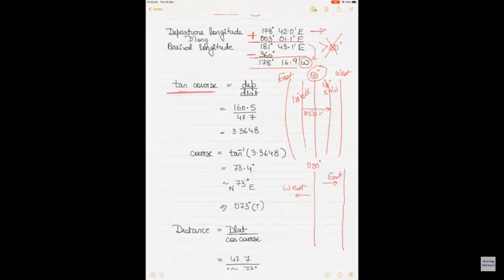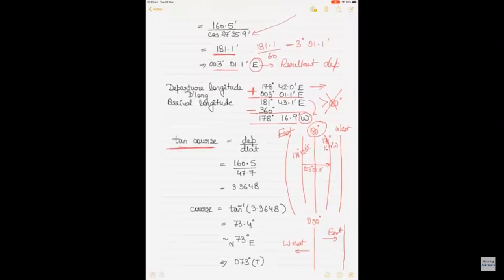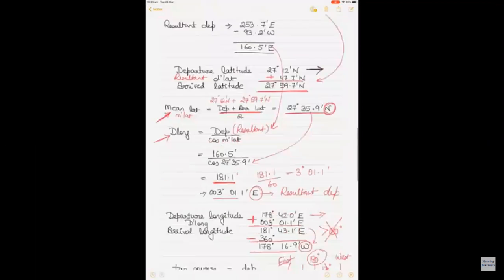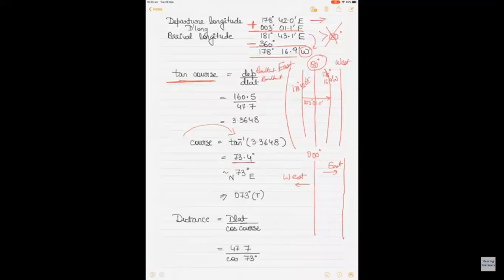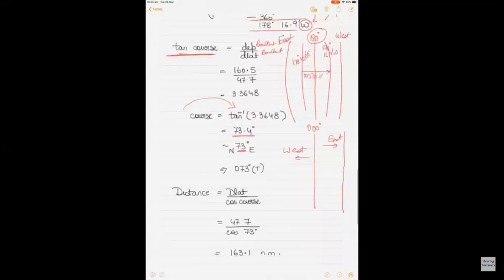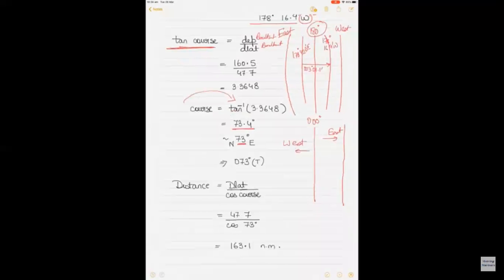Now we have to calculate the initial course. The course formula is tan course equals departure upon DLAT. Our total departure was 160.5 and DLAT we got 47.7. So resultant departure upon resultant DLAT is equal to your tan course. So course is equal to tan inverse of this, which is 73.4, and we name it northeast because finally we are moving northeast, as the resultant departure and DLAT were northeast. So true course will be 073 degrees true.